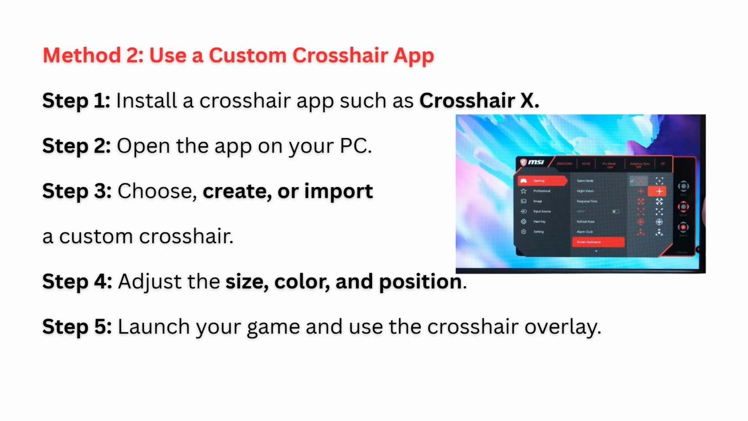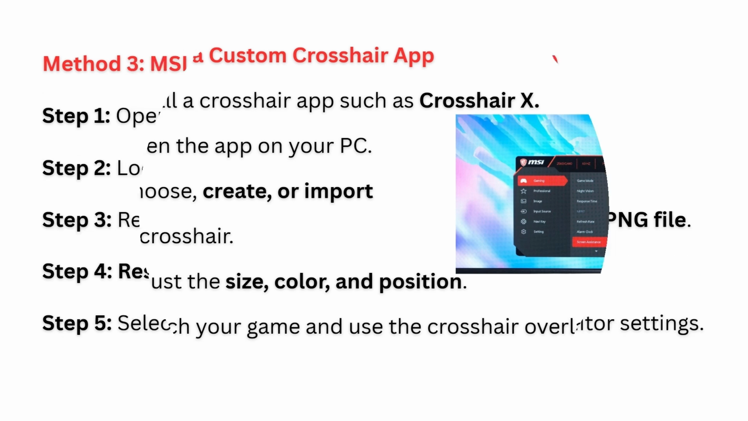Step 3. Choose or create or even import a custom crosshair. Step 4. Adjust the size, color as well as the position. Step 5. Launch your game and use the crosshair overlay.